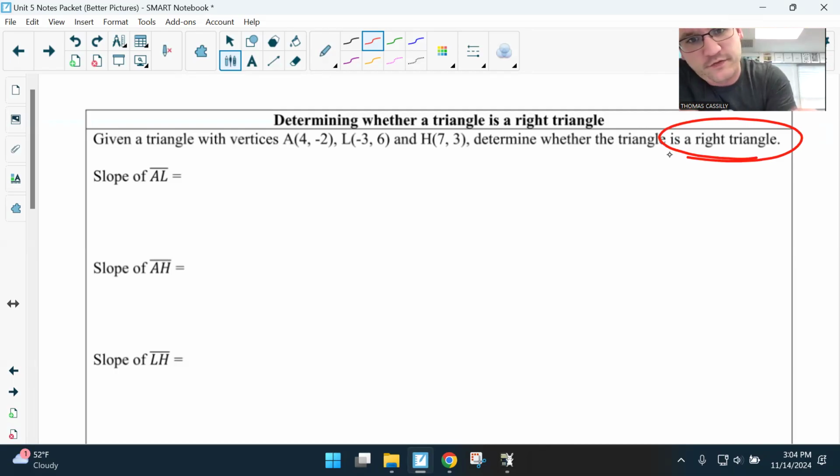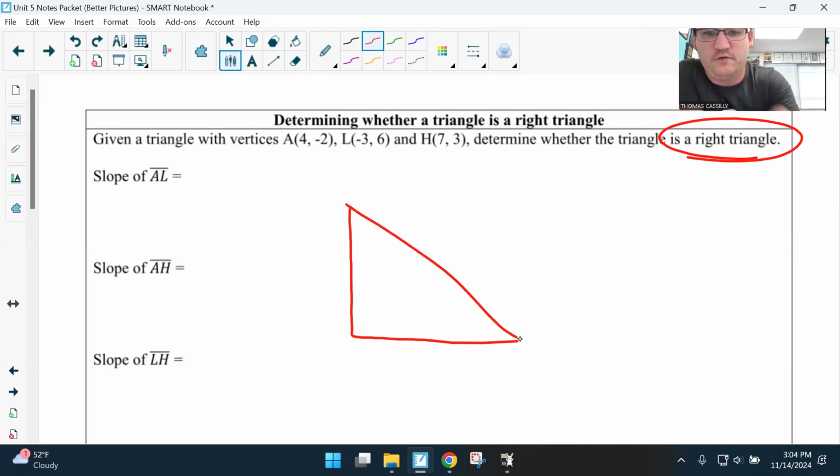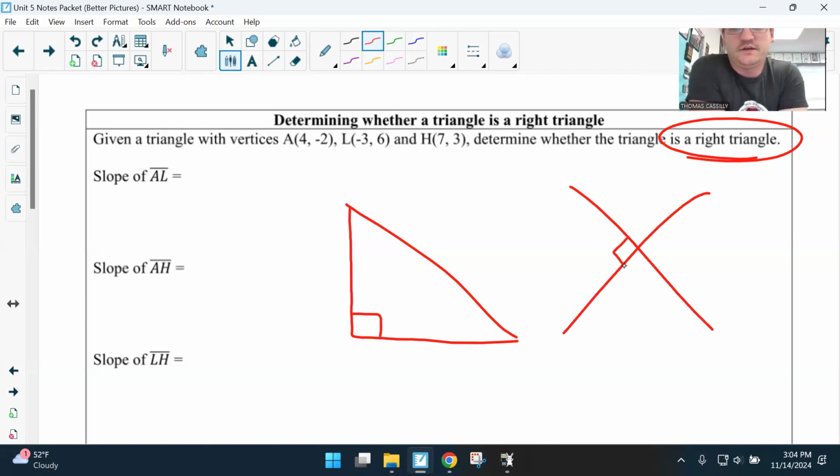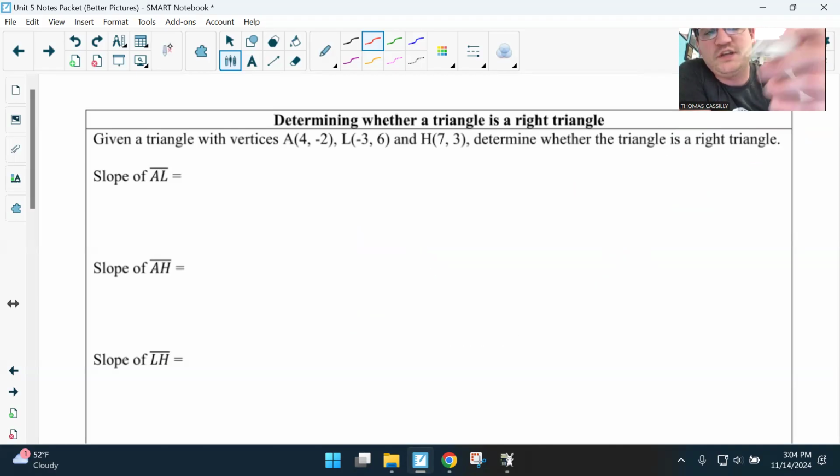Well, let's think about what a right triangle is. What does it mean to be a right triangle? It means that we have a right angle. A right angle is a 90-degree angle. That means 2 lines are perpendicular, right? They form a 90-degree angle. And we talked about how we determine whether we have a 90-degree angle or not when we use slopes. So for this section, it's going to be all about slopes.